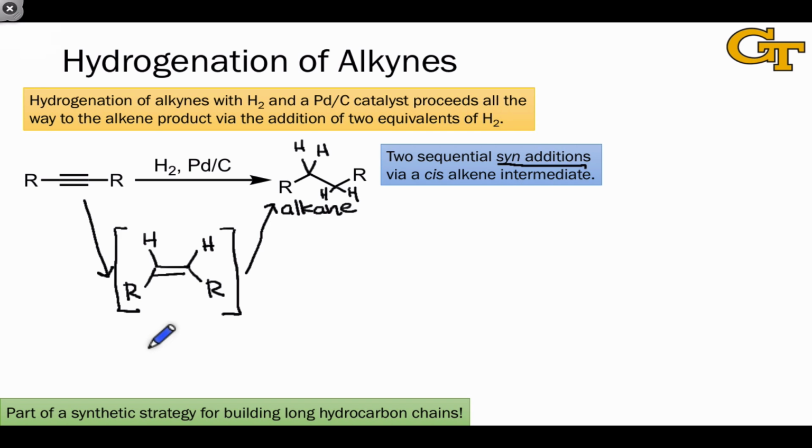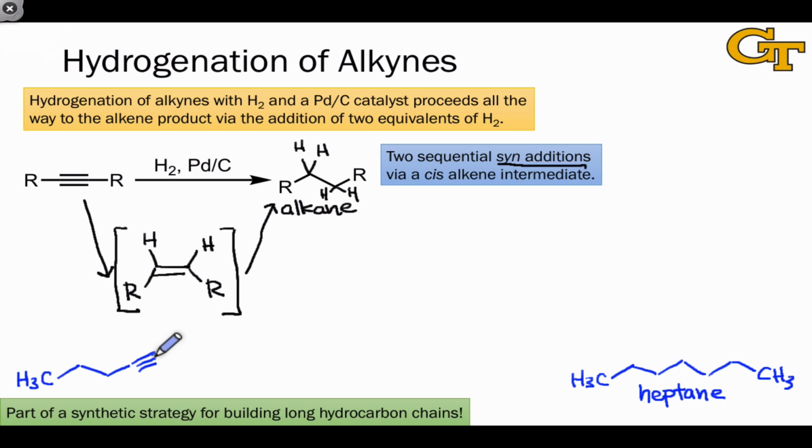As we just mentioned, we can use this hydrogenation as part of a synthetic strategy for building long hydrocarbon chains. Let's look at a quick example to see how this works. Say I started, for instance, with 1-pentyne, and I wanted to synthesize a hydrocarbon product with 7 carbons, heptane. In order to do this, I would somehow need to substitute this carbon, which now bears a hydrogen and corresponds to this carbon, with this ethyl group on the right-hand side of the heptane molecule.